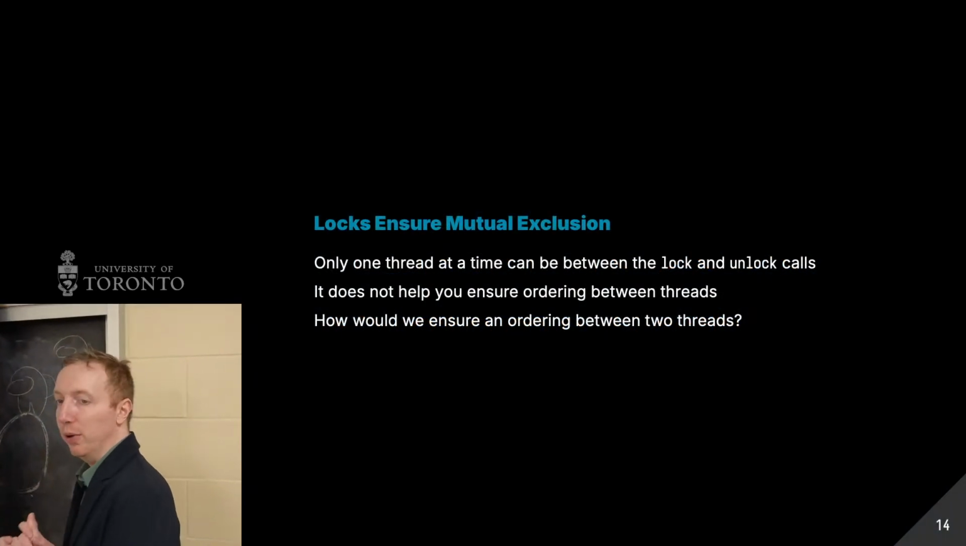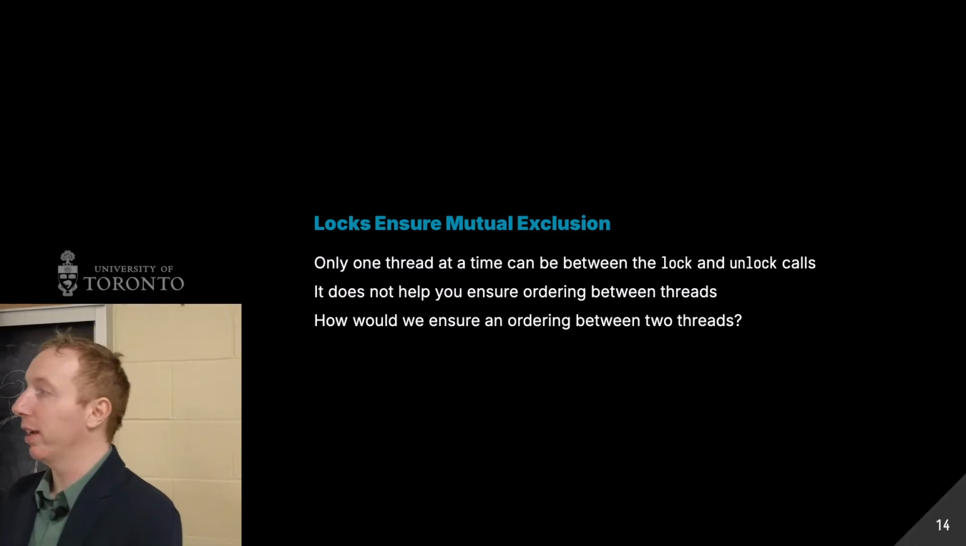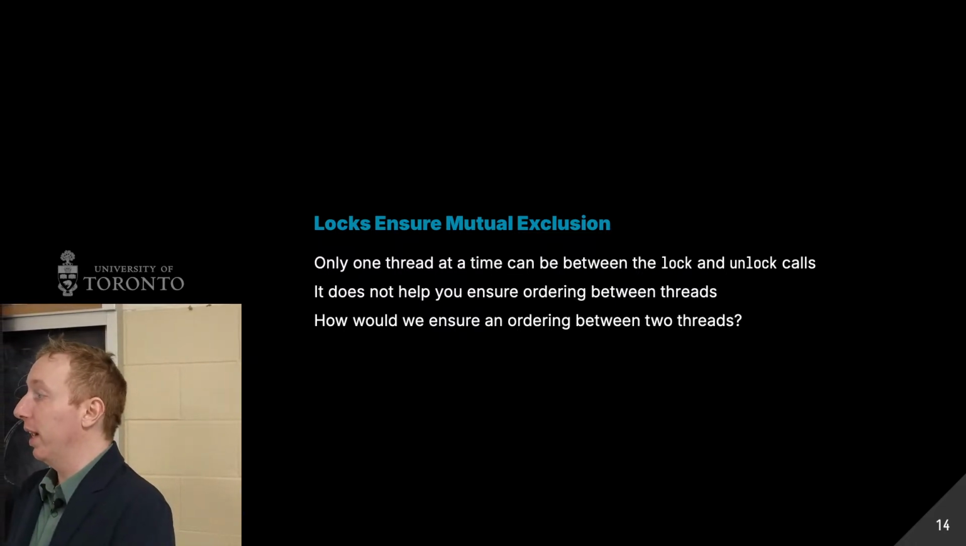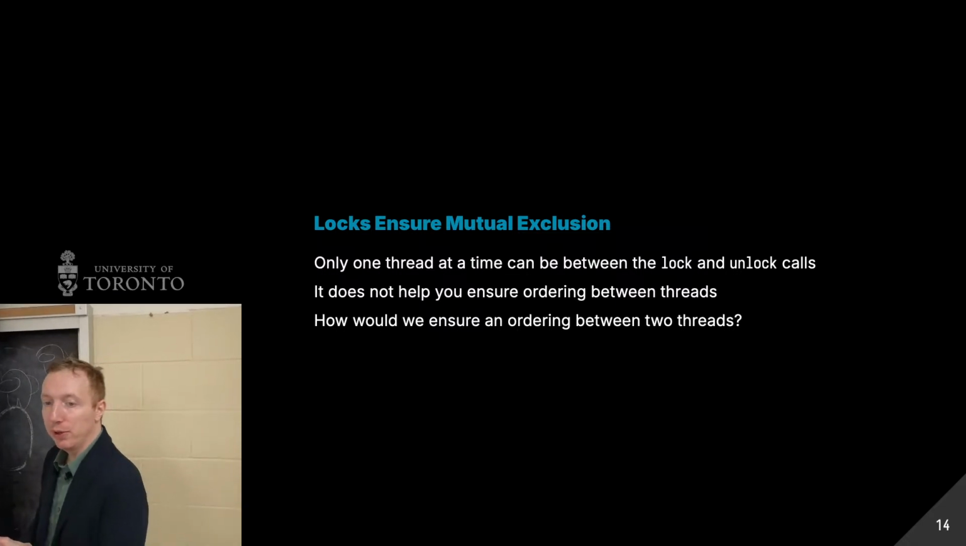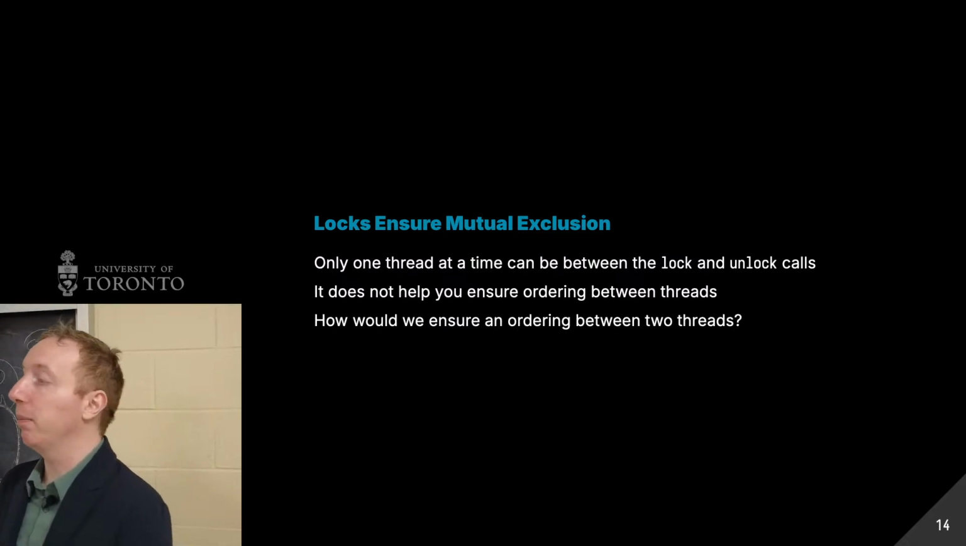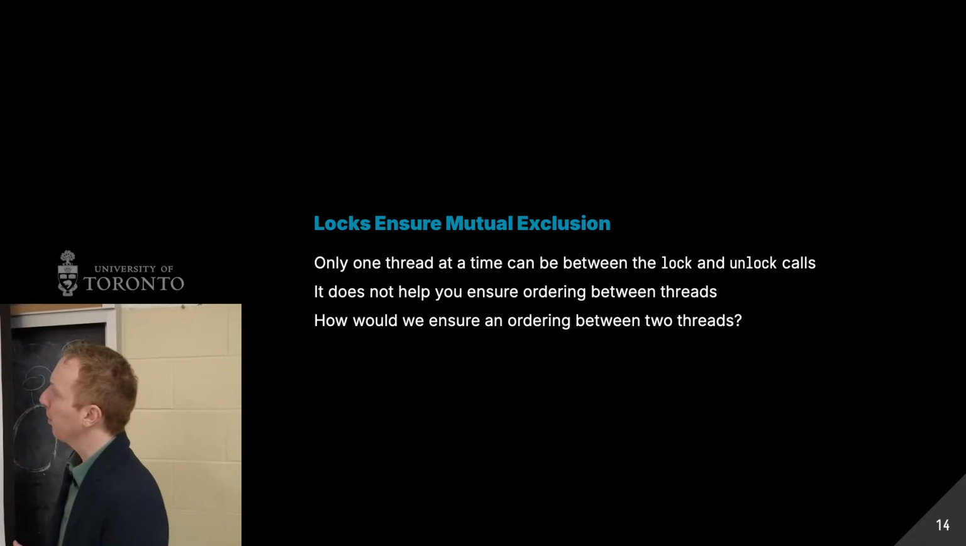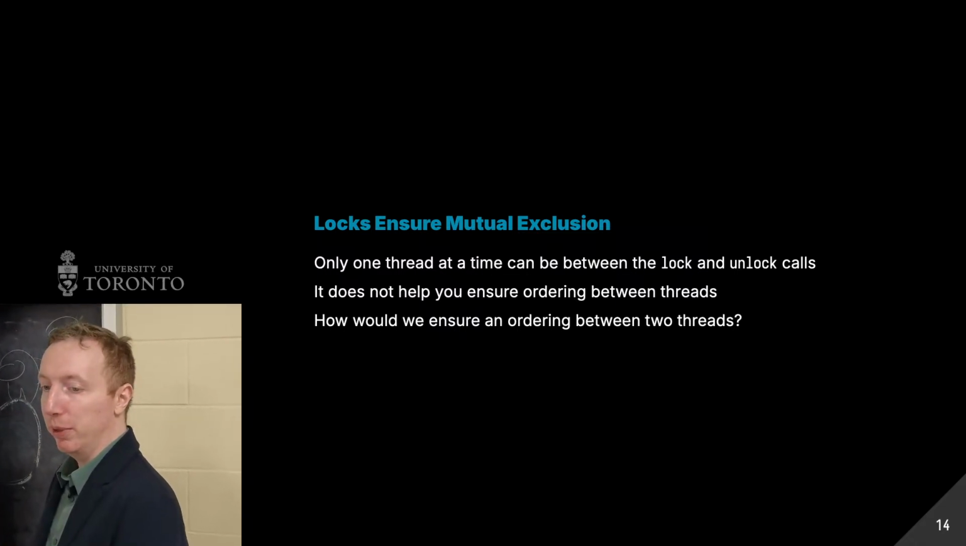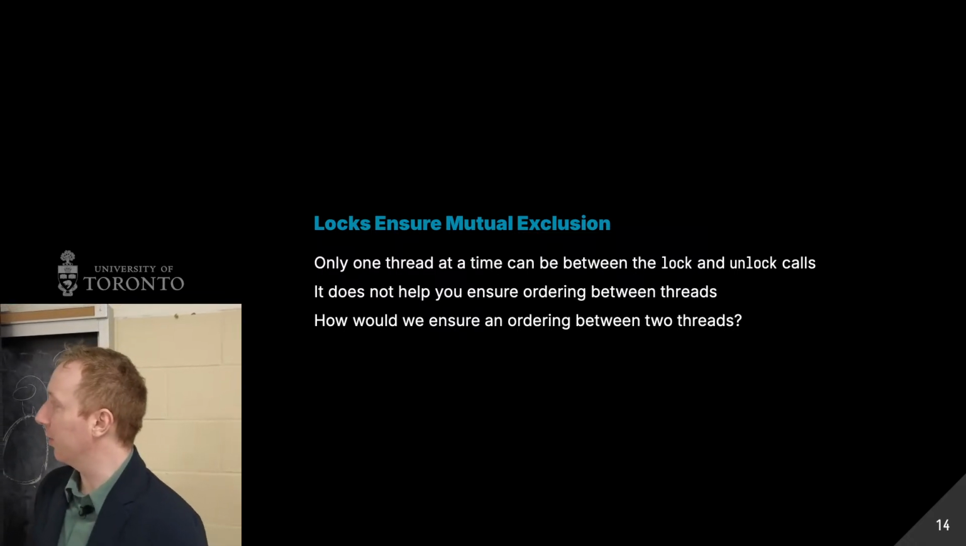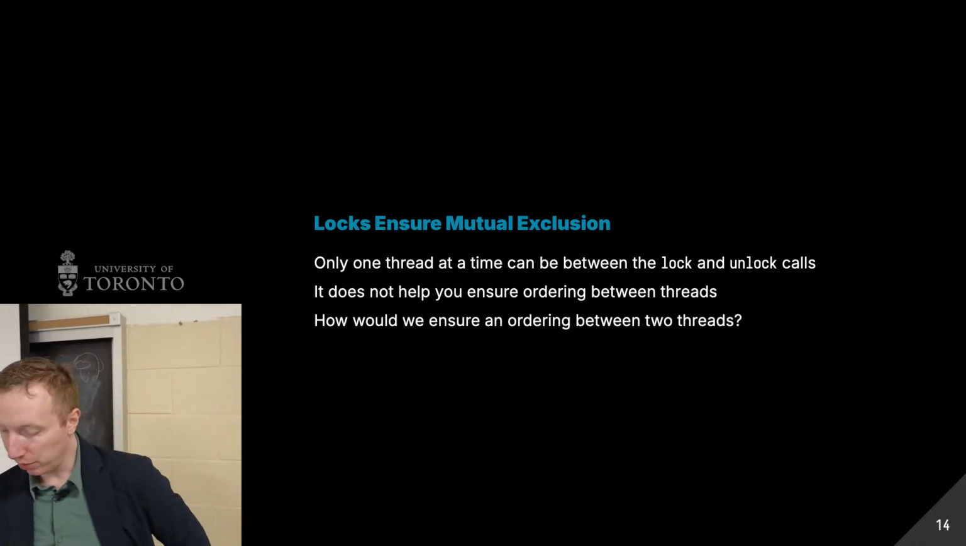Alrighty, so back on track. So we have locks now in our toolbox. They ensure mutual exclusion. Only one thread at a time can execute between the lock and unlock calls. Doesn't really help us if we need to ensure ordering between threads, so that's going to be our next thing. So how do we ensure order between two threads?